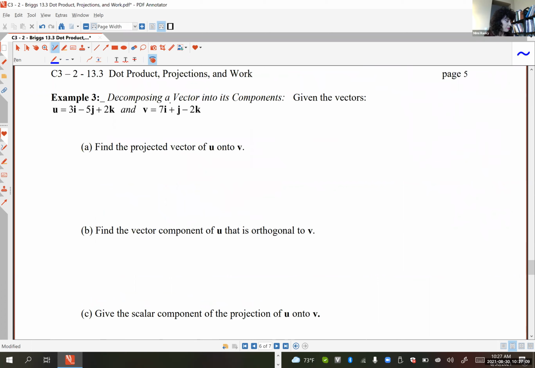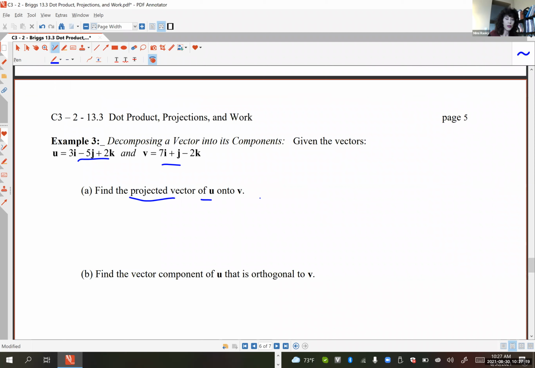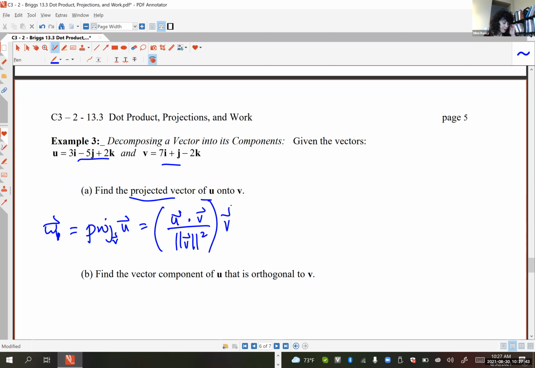So in this next example, example 3, you have two vectors, U and V, and they want you to do some stuff here. Okay. So find the projected vector of U onto V. To be in alignment with my diagram on the previous page, this is not really Briggs notation, but I like to call it W1, but it is the projection of U onto V. And using the formula, you've got a scalar times a vector for an ultimate result as a vector.